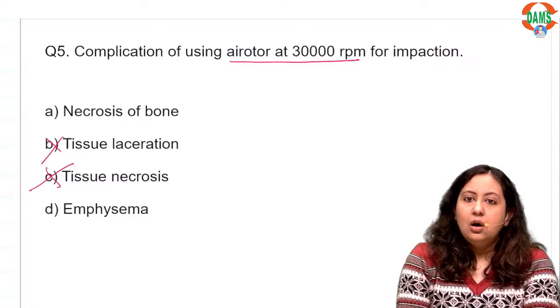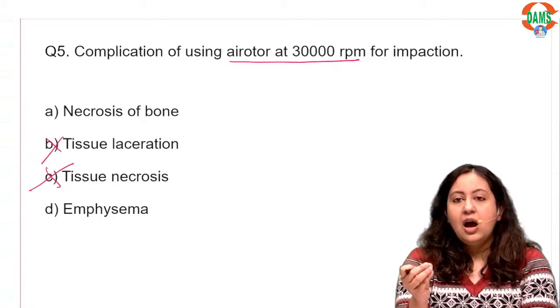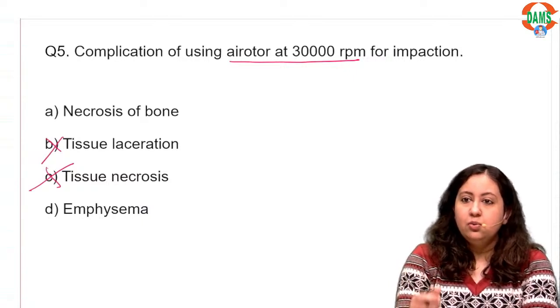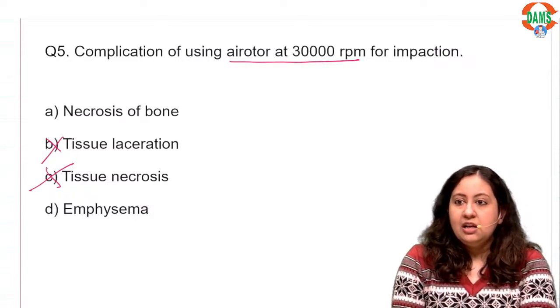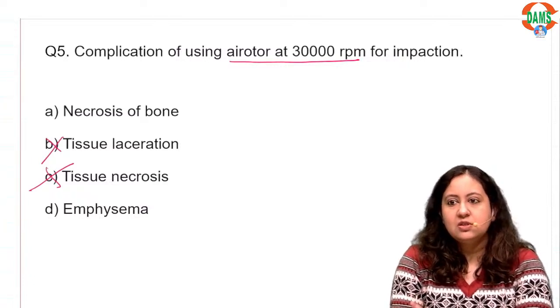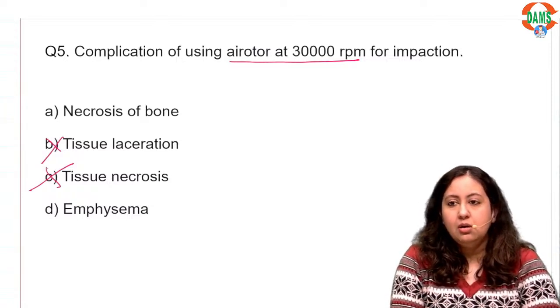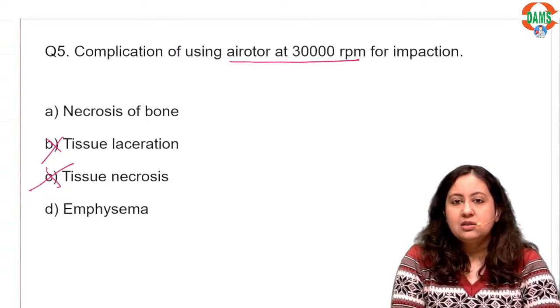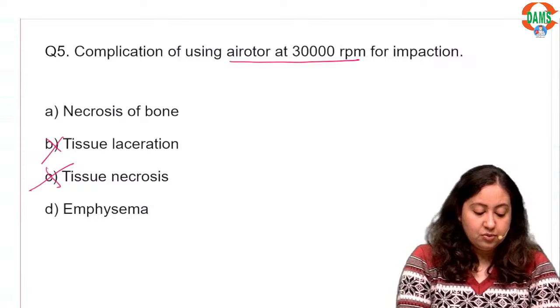Now if you all have seen an air rotor, the air rotor has an inbuilt irrigation. Whenever you turn on the air rotor, there is irrigation coming along with it. And anyways, while doing an impaction, even if there is no irrigation along with the air rotor, you must have seen your seniors, your faculty, that there is constant irrigation while you are doing the buccal guttering or removing the bone. So anyways, necrosis of bone is ruled out.